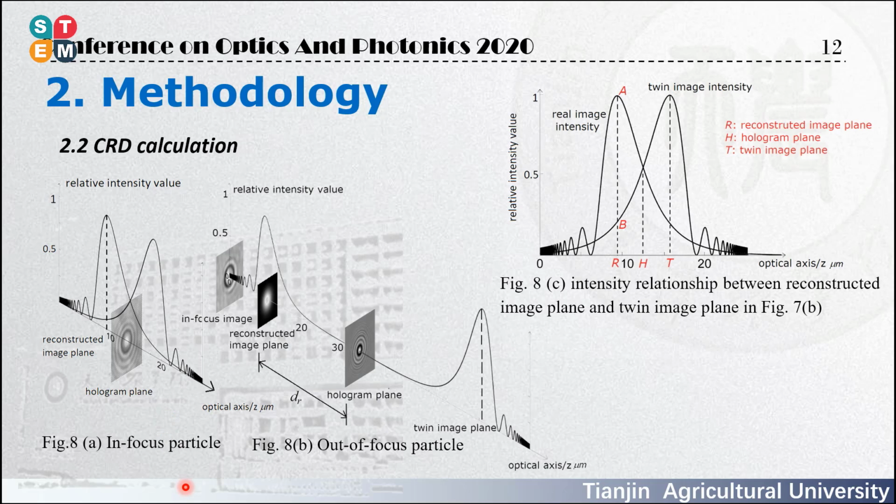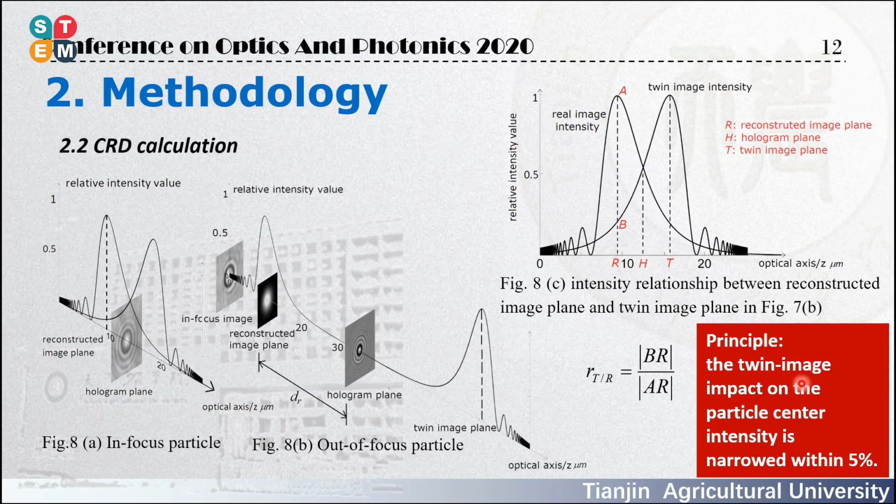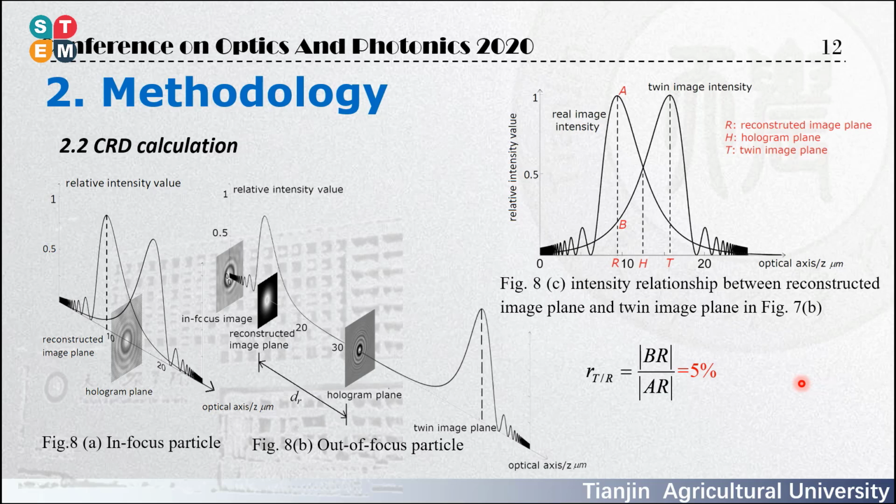So the intensity ratio of the twin image to the real image at the reconstructed plane can be calculated as follows. To quantitatively assess the impact of the twin image, according to the 95% confidence interval theory, the RTR should be 5%. Therefore, in the sample particle, the CRD should be 50.6 millimeters.